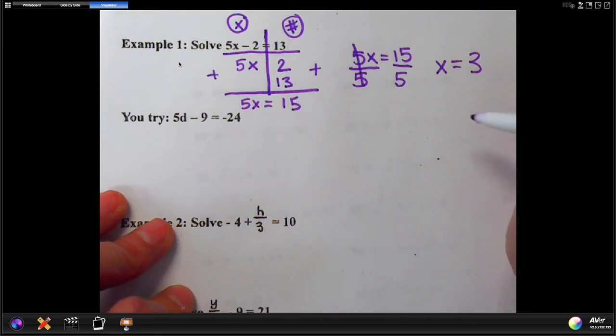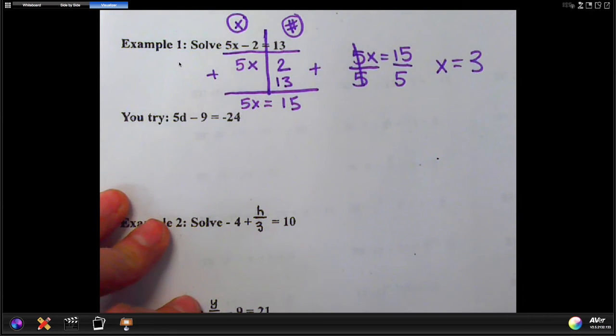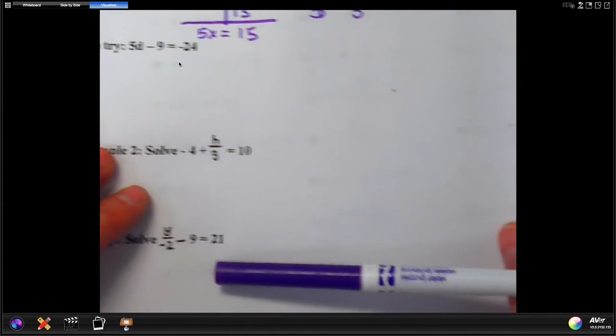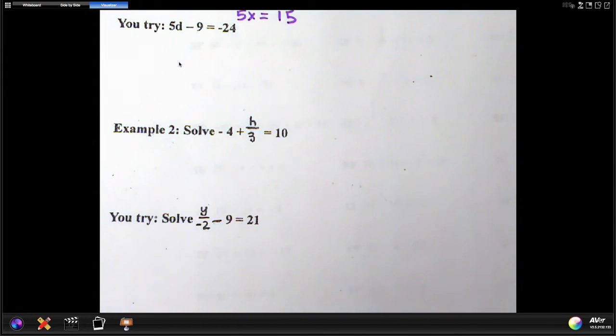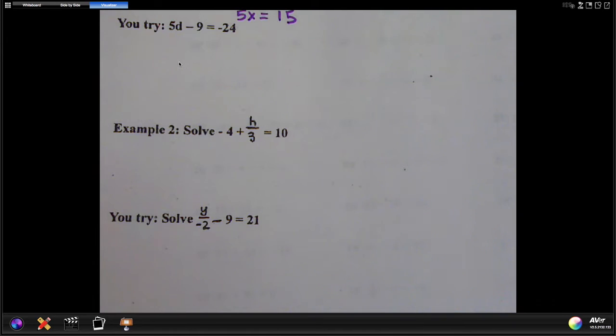Okay, so let's try another example. Now that we've done one and some of us can get the concept, let's practice. So the next one, we have 5d minus 9 equals negative 24.